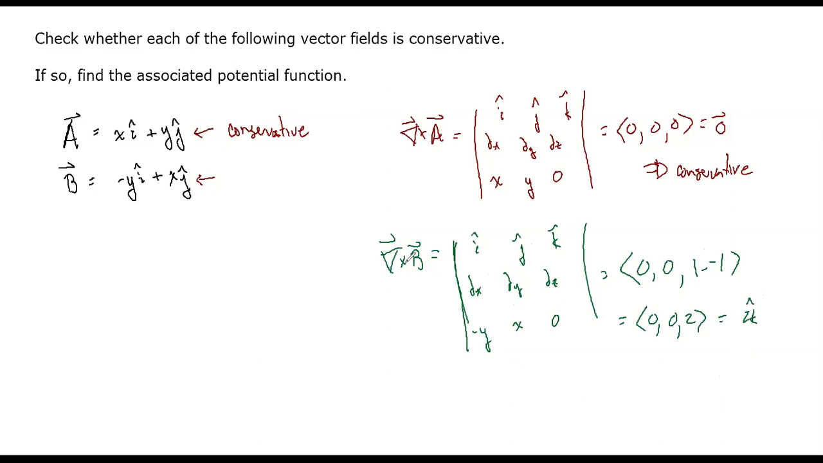So this does have curl, and we'll talk about what this means. So this actually has curl everywhere. But we only needed 1 point, even 1 point at which this doesn't vanish. We would call this a non-conservative vector field. Okay, so let me show you how this looks on those vector fields really quickly, and then we'll find the one potential function that we have.